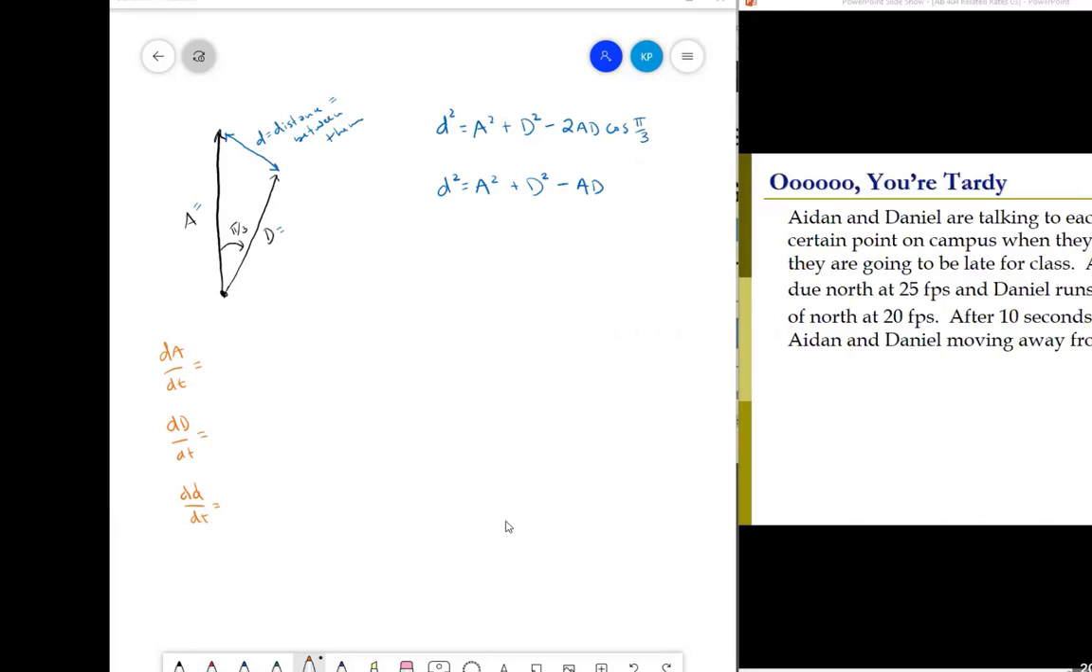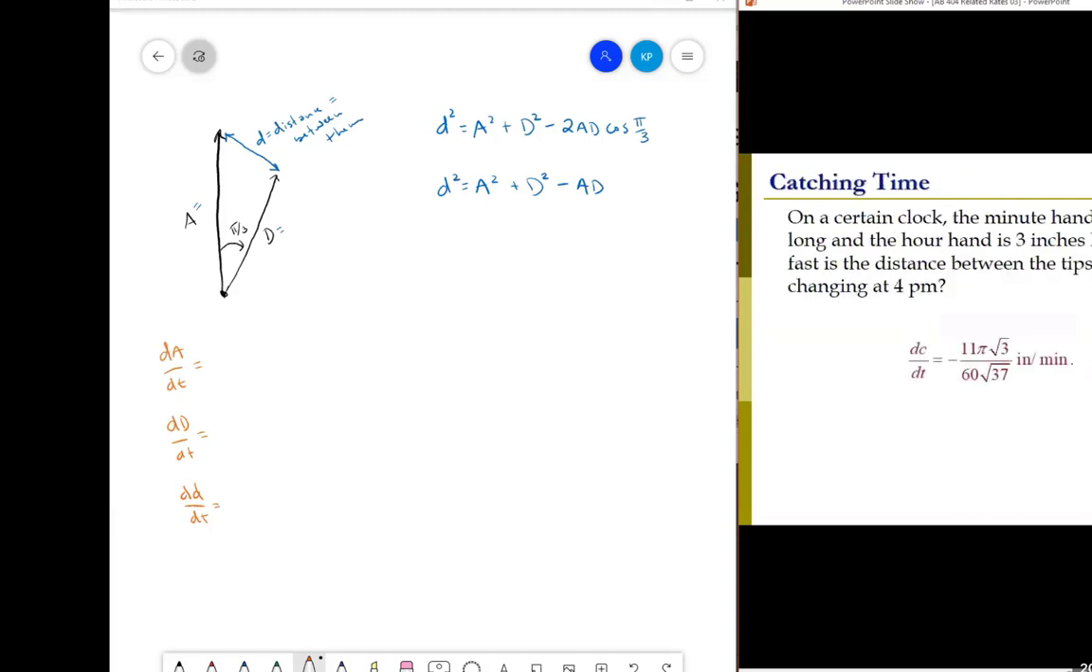Okay, for the sake of time, we're not going to be able to finish this, but let me give you the solution to this, so that you guys can have it to check your answer. If you got 105 over radical 21 feet per second, that is correct. Go ahead and write that down. I'm going to give you the answer to the next question, which is the clock question: negative 11 pi radical 3 over 60 radical 37.